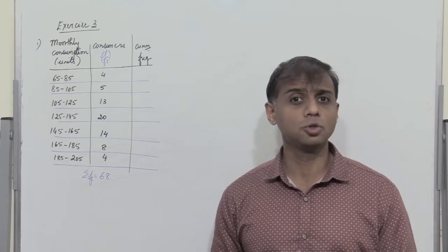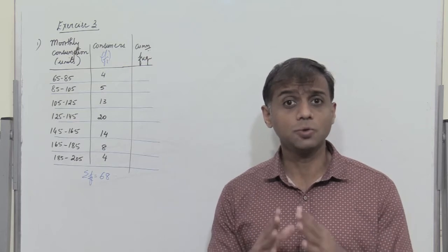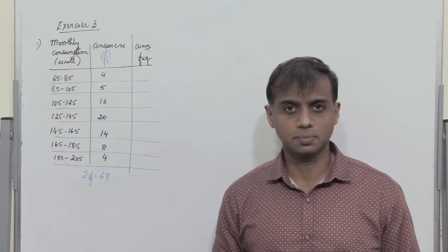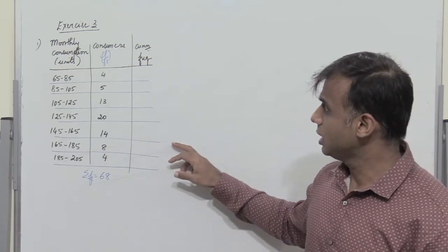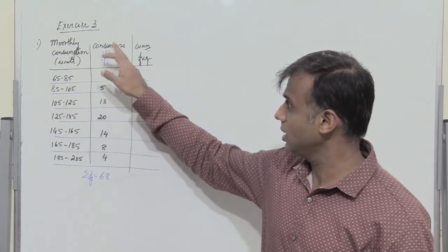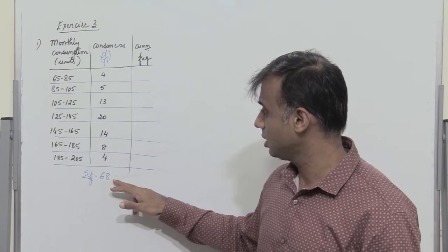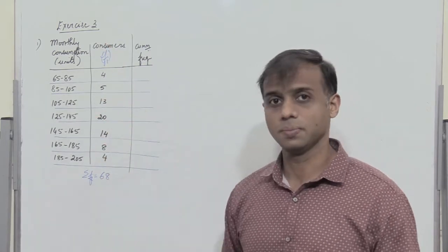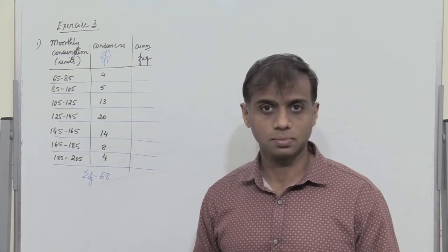And I hope you have gone through the previous video lecture where we have explained how to find the median of group data. Right? So let's take the first problem. The first problem gives the monthly consumption of electricity in units and the number of consumers. It has been given in the problem that there are 68 consumers and this is the given data. So we need to find the mean, median and mode.